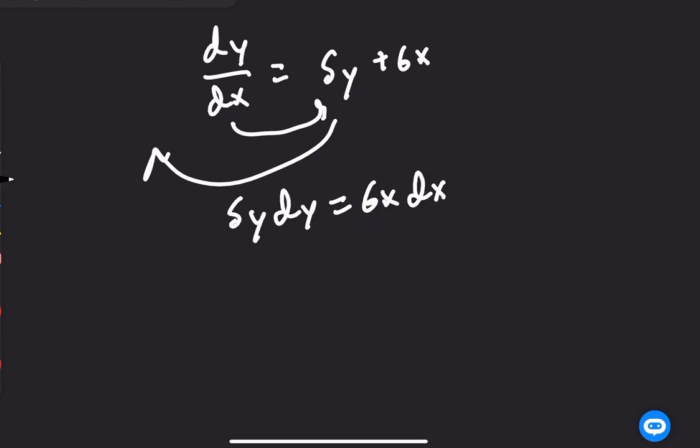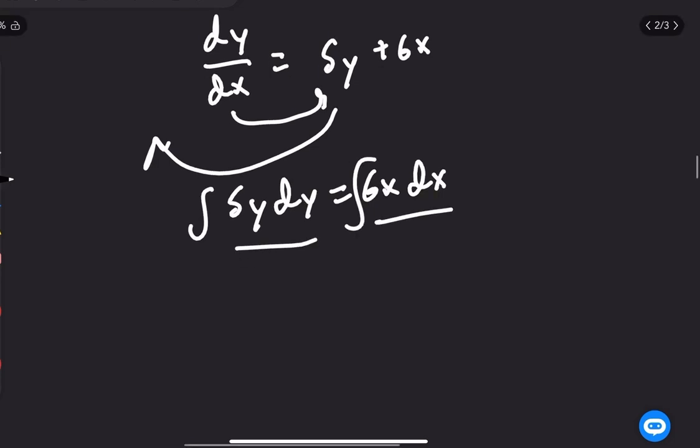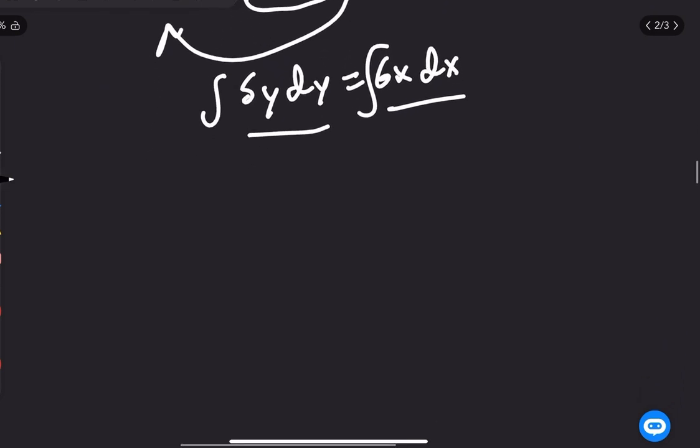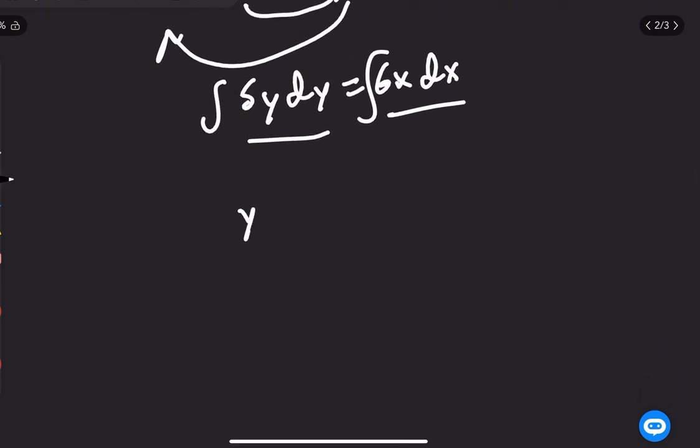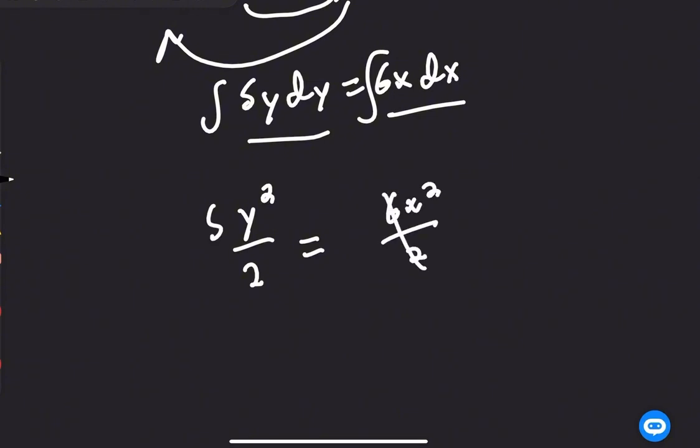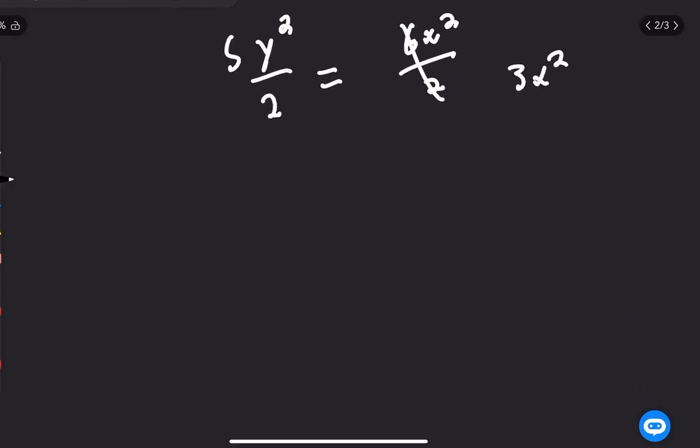And now what does this look like? This looks like something that we can take the integral of, because it's dy with respect to y and dx with respect to x. Now this is pretty simple. You just end up with y squared over 2 times 5 equals 6x squared over 2, which is just 3x squared.